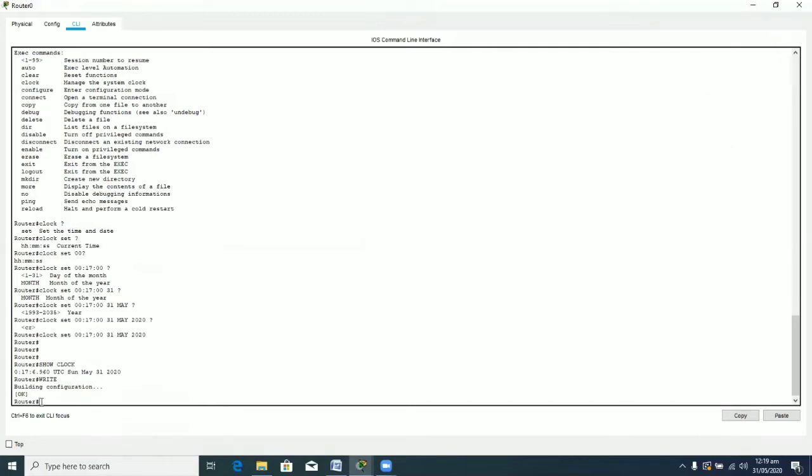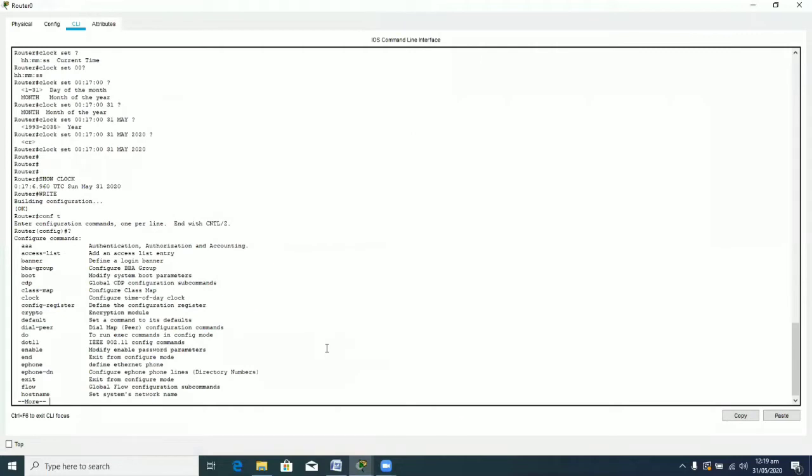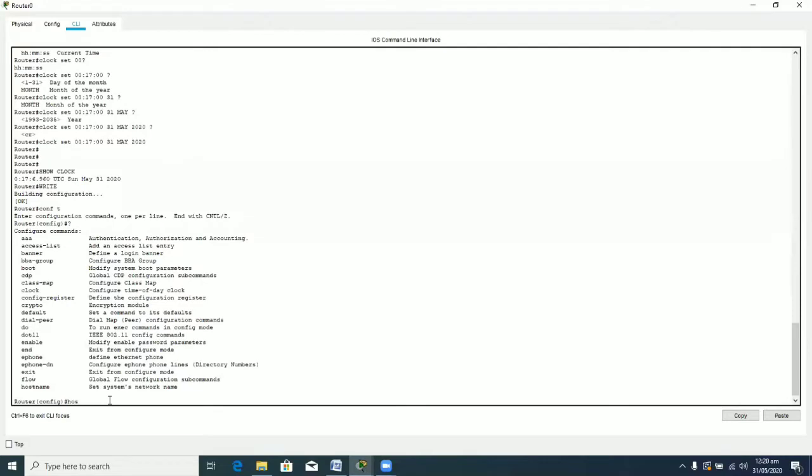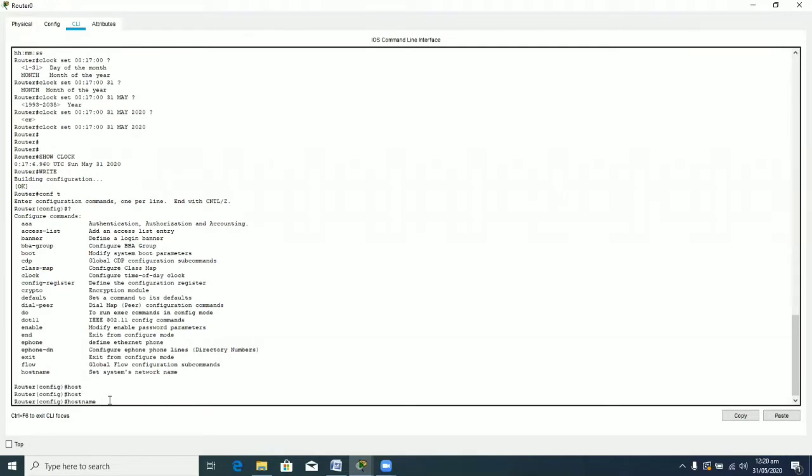So basically the host name can be set up in the global configuration mode. In the global configuration mode, you just type help and then you can see that there is a hostname command, and after it is written, set system's network name. So if you don't want to type your command completely, then make your command unique and then press tab. You saw over here that after writing host, I just pressed the tab button and the command is automatically completed. So you have to just make your command unique, and then press the tab button to complete it.